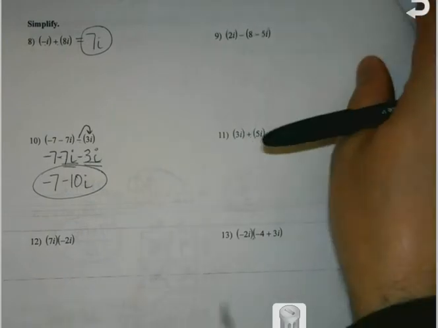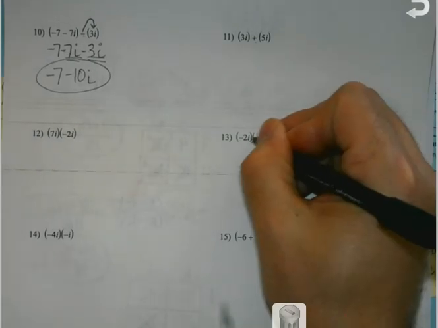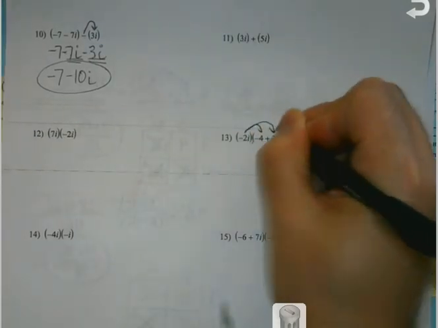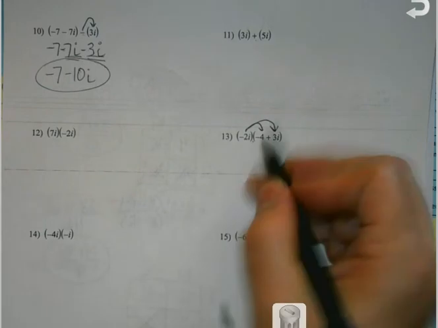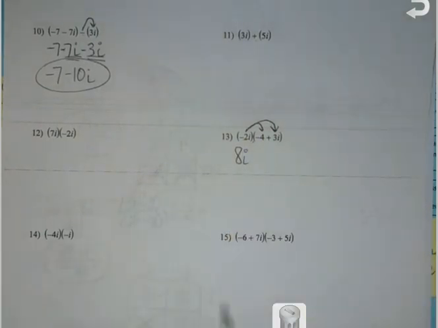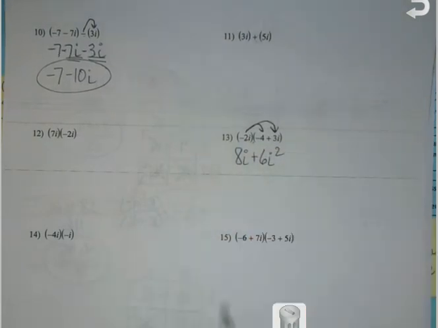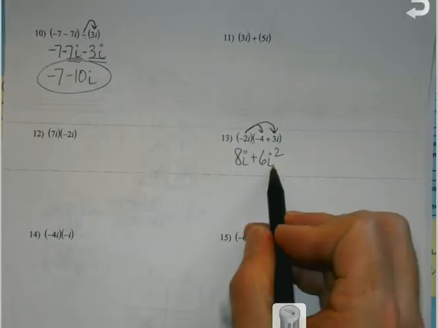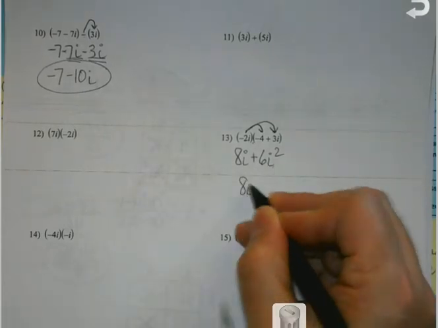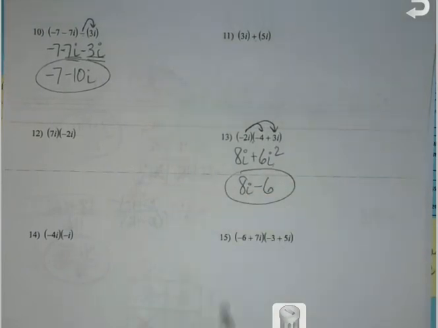So you're like, well, now, however, when there's nothing in between the parentheses, now I am multiplying. Negative 2 times negative 4 is a positive 8i. Negative 2 times positive 3 is a positive 6i squared, but don't you dare leave it that way. i squared is negative 1. So 6 times negative 1 is negative 6. I'm done.